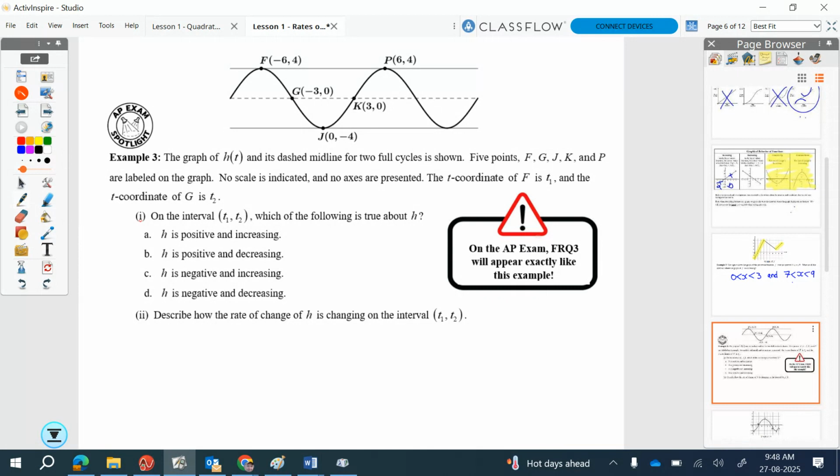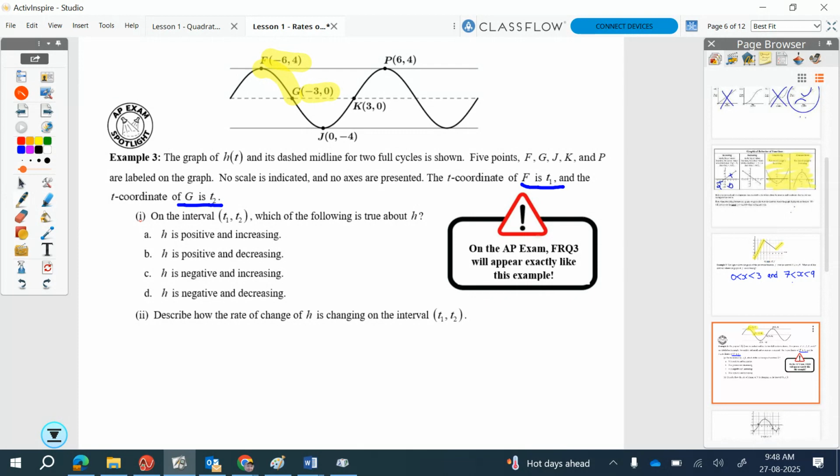Okay, let's have a look at our solution here on this one. What we're looking at here in the question is it tells us that T1 is at F and T2 is at G, so we're interested in this part of the curve here. We're interested in these values here. So firstly, on the interval, which of the following is true? Is it positive or is it negative?